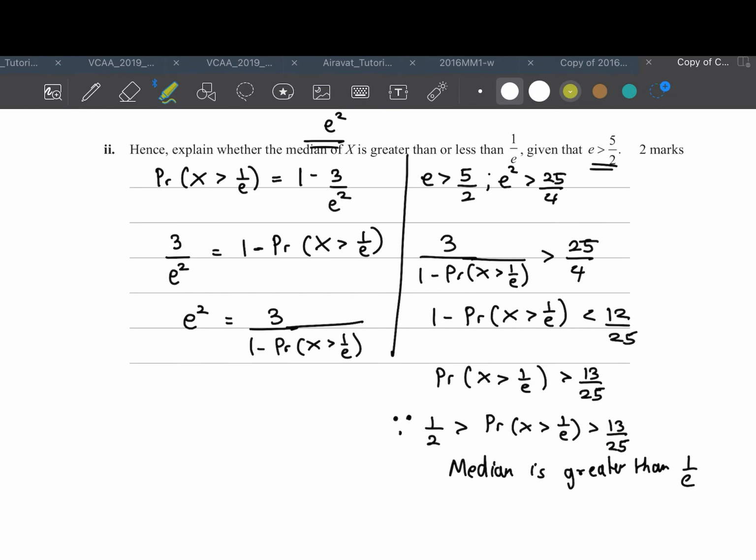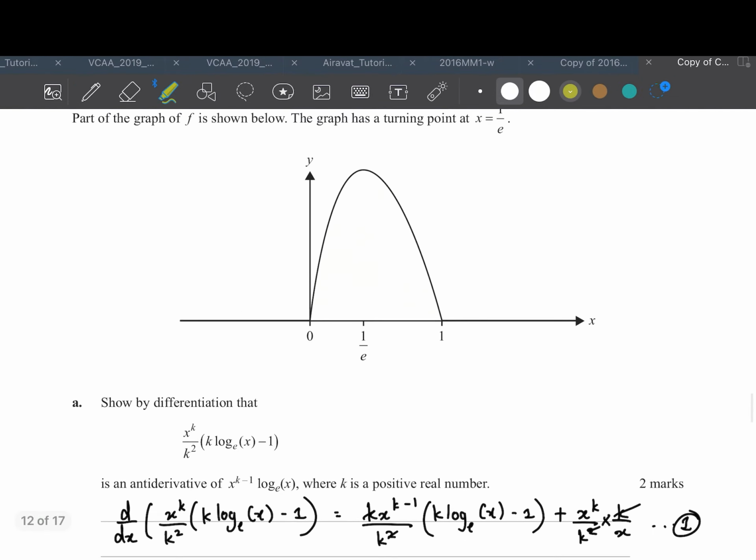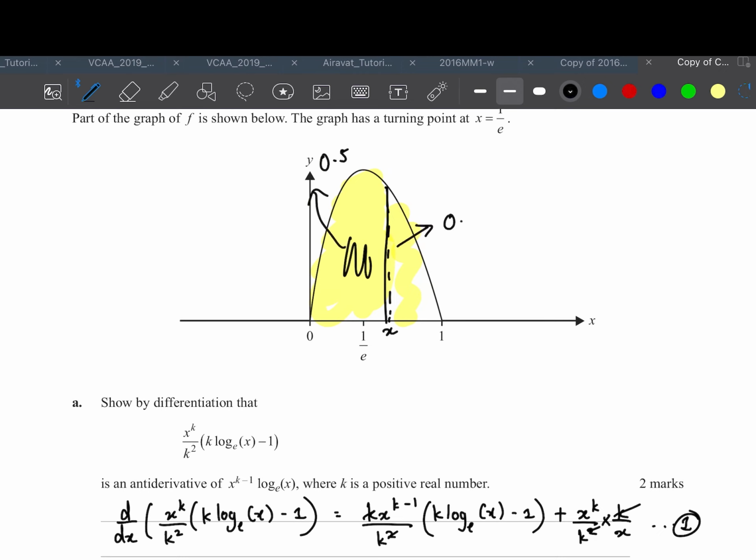Now if you don't know what median is, I'll just use this graph to quickly explain what median is. So let's say that we have a random x value on this graph, right? If that x value divides the graph into two parts, such that this area under the graph is equal to 0.5 and this area under the graph is equal to 0.5, that value, so the median in this case, would be x. So that's how you find the median of a probability density function.